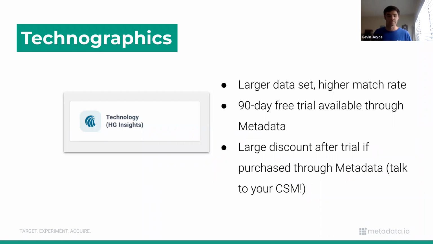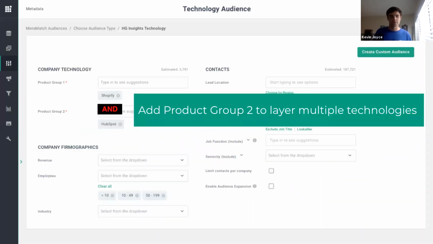Also, just a pro tip: if you need to target companies that use two technologies, use product group 2 to layer one on top of the other. So for this example, we're looking at companies that use Shopify and HubSpot. If I were to put HubSpot up here in product group 1, I'd be looking at Shopify or HubSpot. You can also still layer on the company firmographics and persona filters as you would for any other MetaMatch audience.